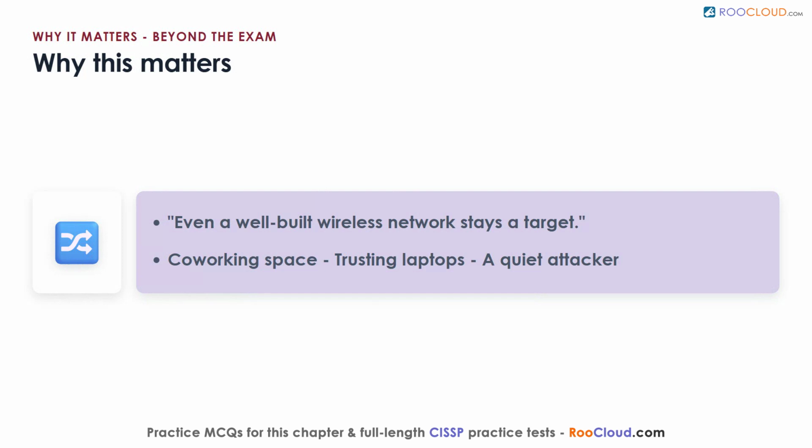Because even a well-built wireless network stays a target. Picture a co-working space full of freelancers who trust whatever network their laptops remember. An attacker in the corner can quietly impersonate a familiar network and harvest sessions all afternoon. When you know how each of these attacks works, you can spot the warning signs, coach your users, and place the right detection so the corner attacker never gets that afternoon.